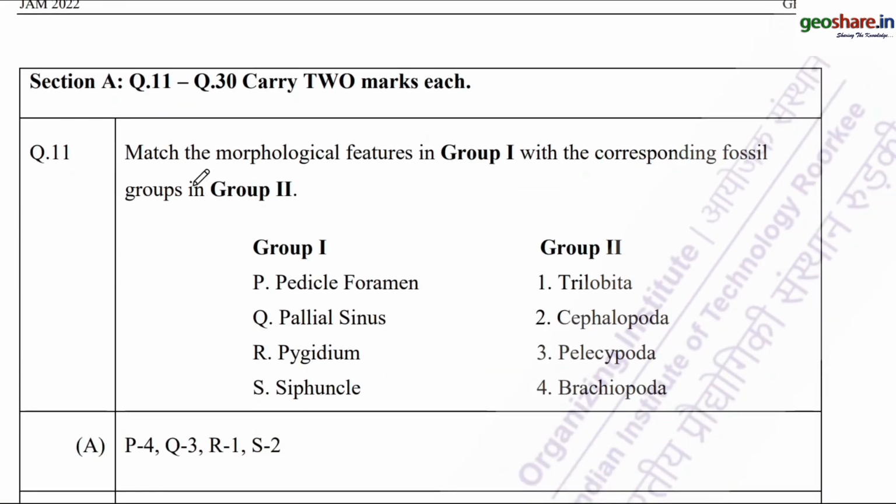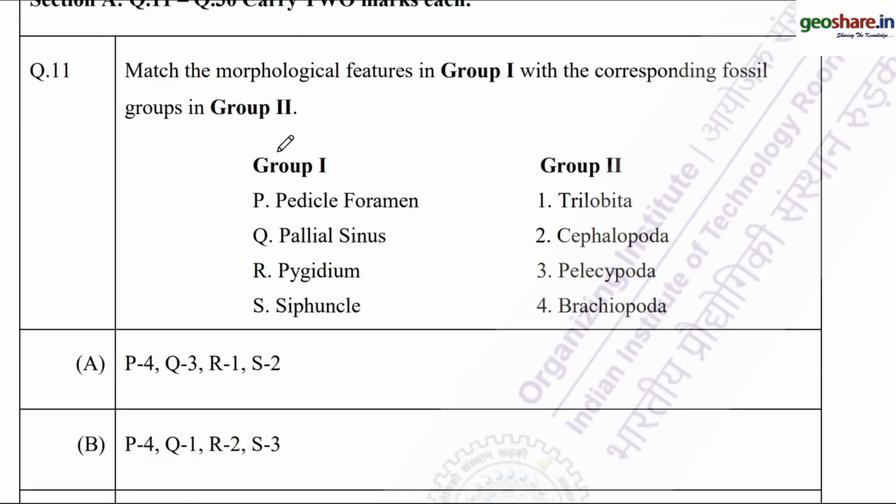Match the morphological feature from group 1 with corresponding fossil group 2. P for pedicle, brachiopoda. Q3, pallial sinus, bivalvia. Pygidium, trilobita. Siphuncle, cephalopoda.